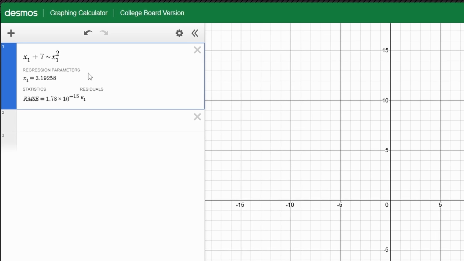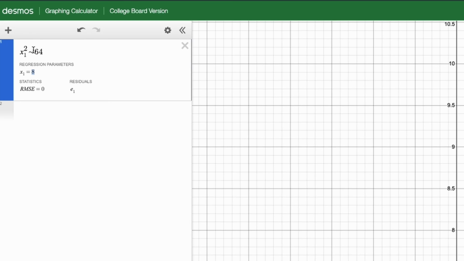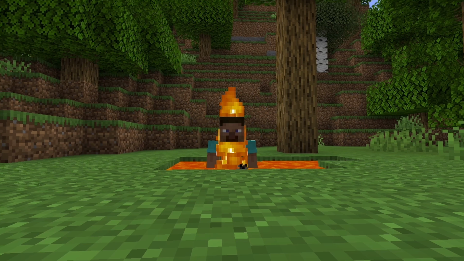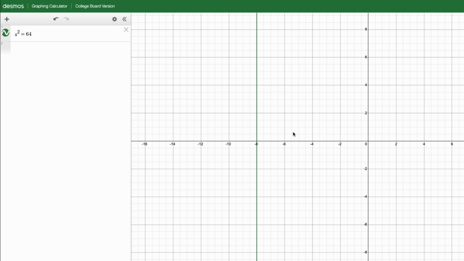One quick warning though, regression only ever gives you one solution. So if a problem asks how many solutions or no solutions, or the sum of solutions, do not use regression. You must split it into y equals each side and count the intersections instead, like I showed above.